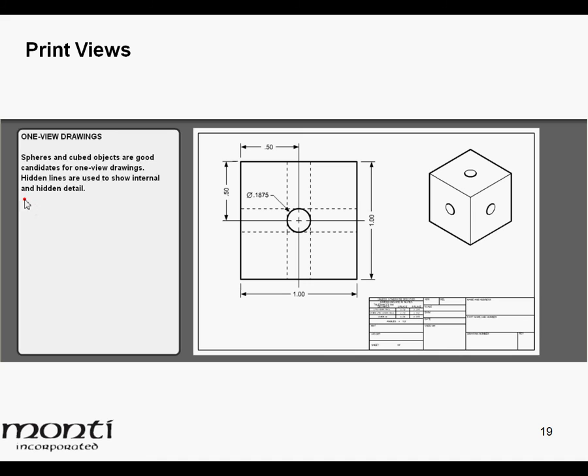Hidden lines are used to show internal and hidden detail. So as you can see, it has the hidden lines through here. This hidden line going vertically expresses this hole. This hidden line, sorry, going horizontally represents this hole right here. This hole right here is a solid line because it's representing this hole, which we're looking at directly.